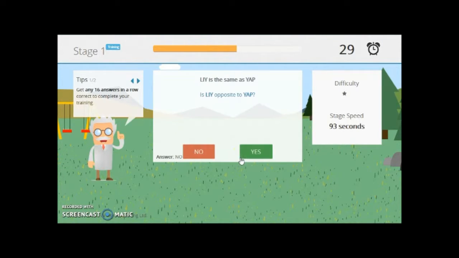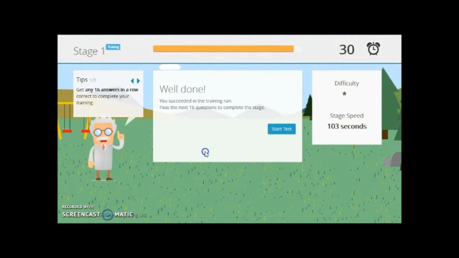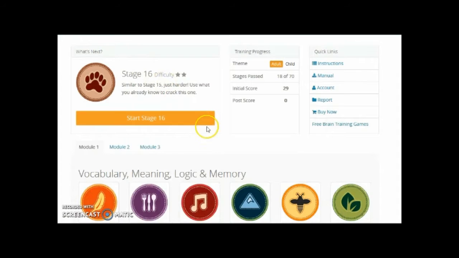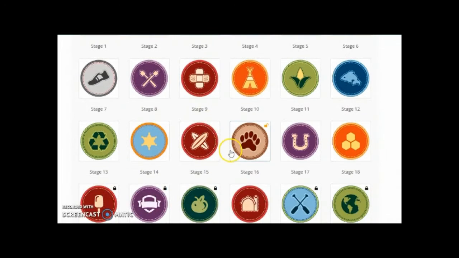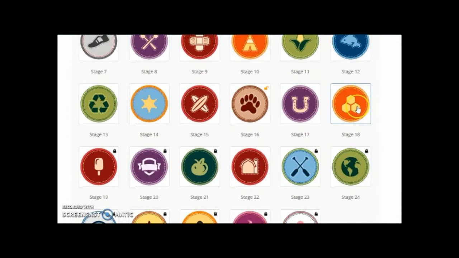As students work their way through, the progression bar up top shows progress. Once the students finish the progression and get all 16 questions correct, it tells them they're well done, and the test is going to be available to them. And the test is no different than the training. So you'll see as students work their way through each stage, they'll progress to more advanced stages.